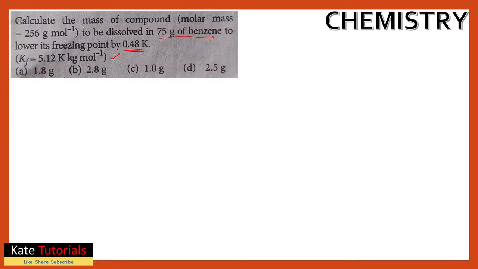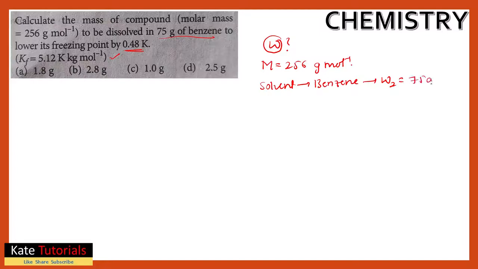So what they ask is to calculate the mass of the compound. So I have to calculate mass. Let me write it as W. I have to calculate this. What they have given is the molar mass, that is capital M, which is 256 gram per mole, and it is dissolved in 75 gram of benzene. So here benzene acts as the solvent. Its weight they have given. So let me take it as weight W2, the benzene weight, that is 75 gram.